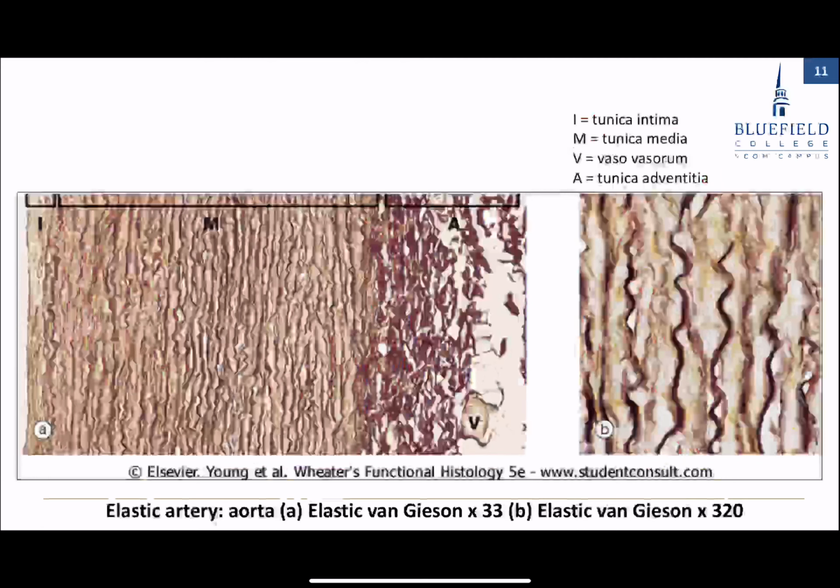Yeah, synonymous terms. Tunica adventitia and tunica externa will be synonymous terms. Okay, technically there would be a difference, but in old histology textbooks it was all tunica adventitia, even when it truly wasn't an adventitia.